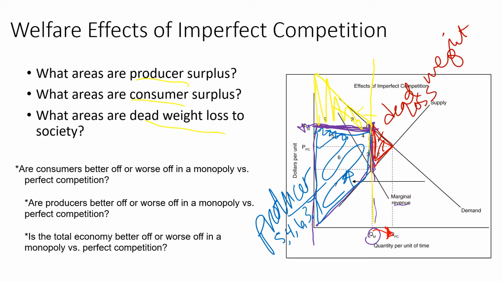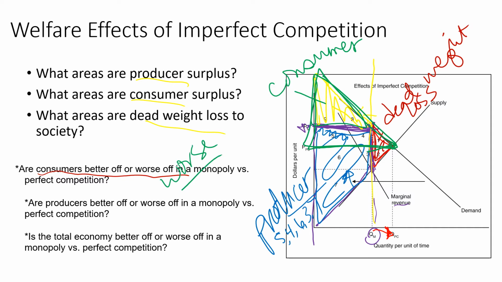So we need to look at, in imperfect competition, are consumers better off or worse off? Basically, is the area of their triangle larger or smaller in imperfect competition compared to perfect competition? Well, consumers was this yellow area here. Their triangle actually decreased. It got smaller because if you remember their original triangle was this green area, and it shrunk to this small yellow area. So they are worse off because they are not capturing as much money as they were in perfect competition.